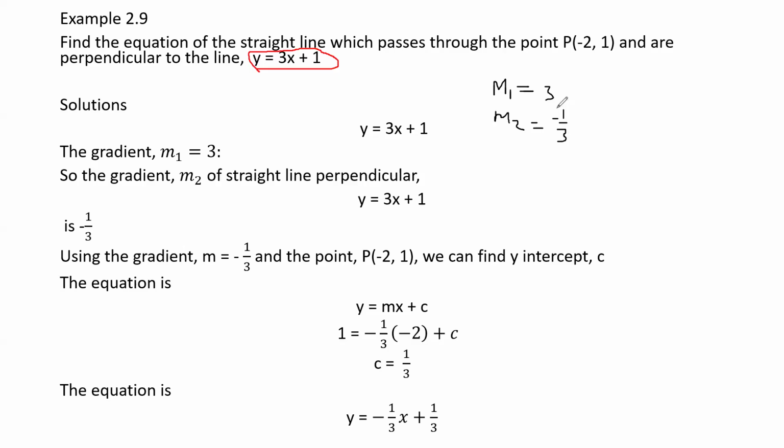We can find our y-intercept by putting them in y equals mx plus c. So our equation now becomes y equals minus 1 over 3 x plus c. Taking the point P(-2, 1), we can get our c, then put it back here and we get the equation.